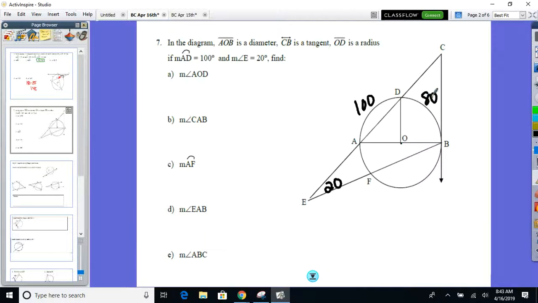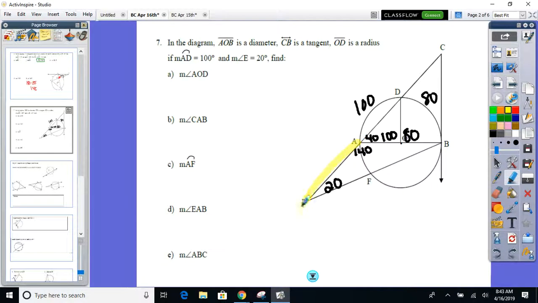Let's see. This is 100, central angle. That's 80. I'm just filling in things I know. And then where did I go from here? Oh, right here. Everyone, what type of angle's right here at DAB? Inscribed, it's half of what? 80, so that's 40. If that's 40, what's the one right next to it? 140, I'm almost there.